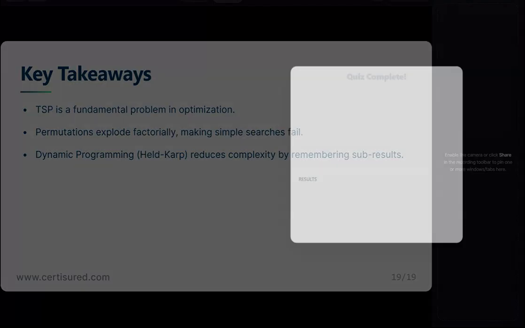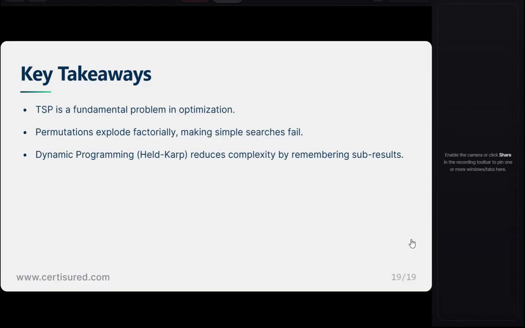To wrap things up, remember these 3 keys. First, TSP is a foundational problem in optimization. Second, permutations grow factorially, which makes simple searching impossible. And third, dynamic programming, specifically the Held-Karp algorithm, saves the day by remembering subresults and avoiding redundant work.